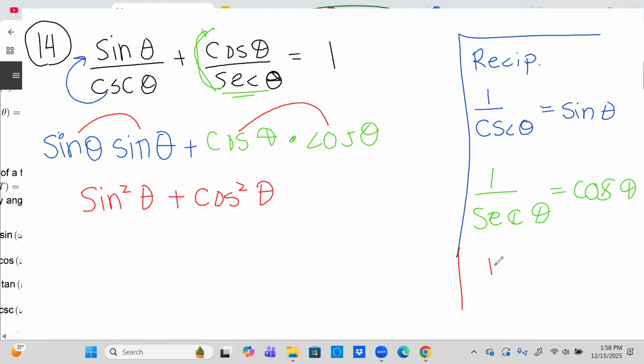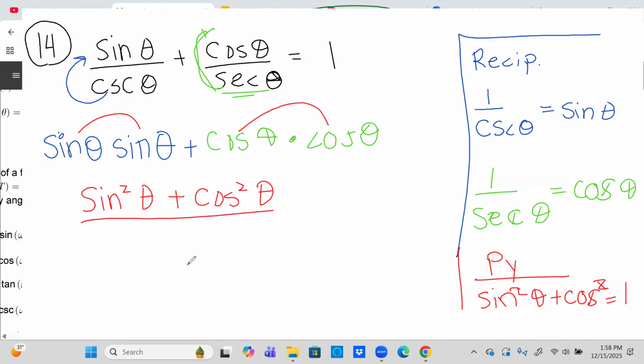Okay, but then go to your cheat sheet, or this has just come up so much. You probably have this memorized. Pythagorean identity: sine squared plus cos squared equals 1. So this right here is 1. And then we've proven it.